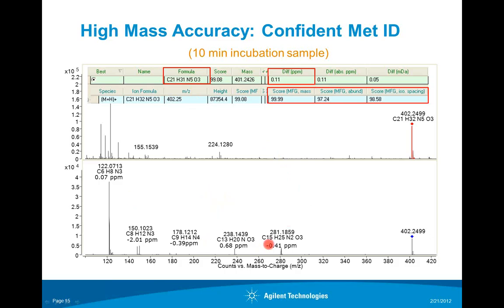We also achieved the excellent mass accuracy for all the fragment ions. In this case, less than 1 ppm mass error was achieved for most of the fragment ions. Furthermore, the high isotope fidelity was achieved with match scores greater than 97% for mass, isotope abundance, and isotope spacing match. So this triple match further gives the high confidence for the metabolite identification.